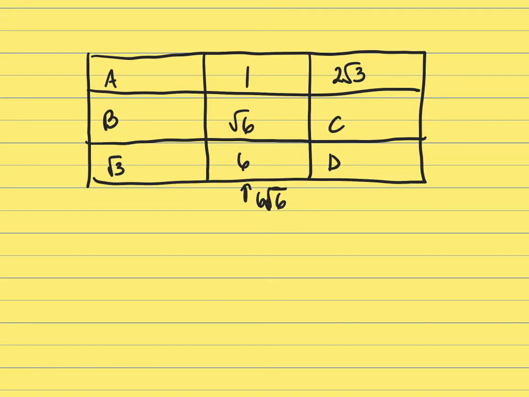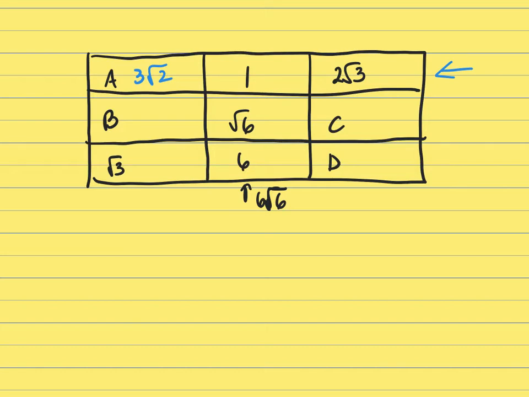6 square root 6. I'm going to change colors now. So if you look at this row, what do I need to multiply 2 square root 3 by? Because it's being multiplied by 1 to give me 6 square root 6. Well, that's got to give me a 3 square root 2, because that was going to give you a 6 square root 6. So that's done.